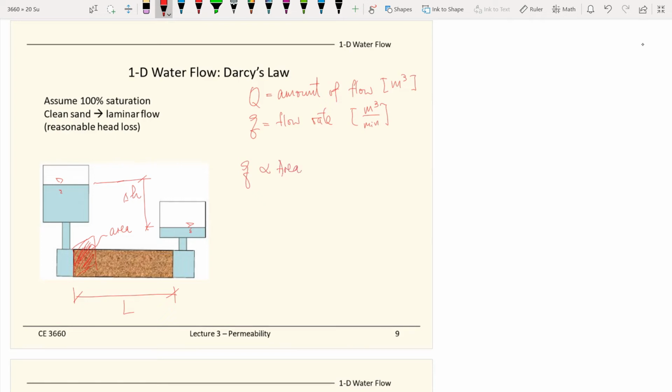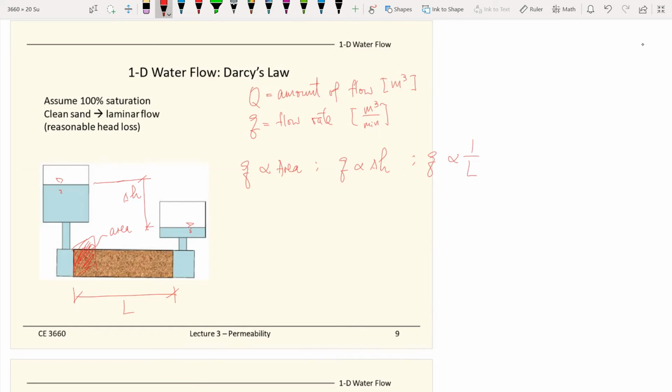So the larger the area, the faster the water passes through, and the Q. Also, the flow rate is proportional to the hydraulic gradient. So the higher the water head difference, the quicker the water passes through the soils. And we also realize the flow rate is inversely proportional to the length of the soil sample.